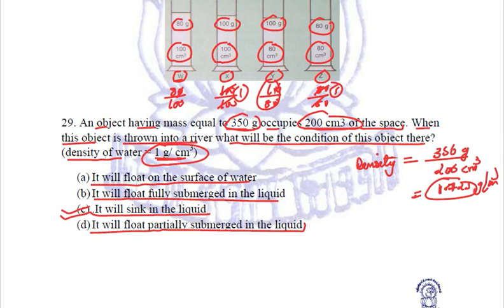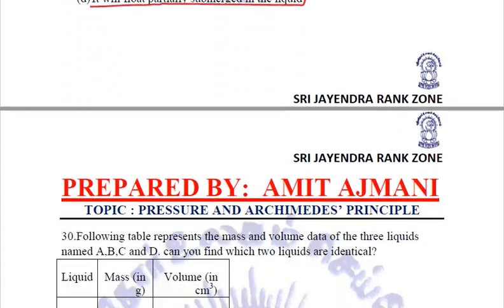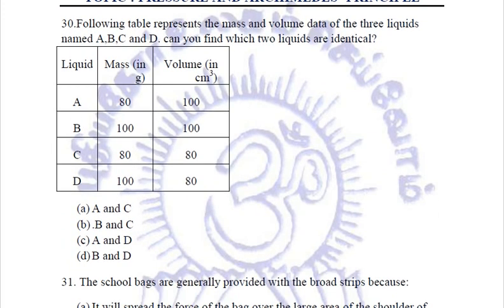And why is it sinking? Because we know that there are three cases. If the density is more, then it is going to sink in water. If its density is less, it will float at the surface of water, and if its density is equal, it will float but in between, submerged in the water, in the middle. So in this, because the density of this object is more than the density of water, it is going to sink. So option C is the one that we are going to mark. Fine.